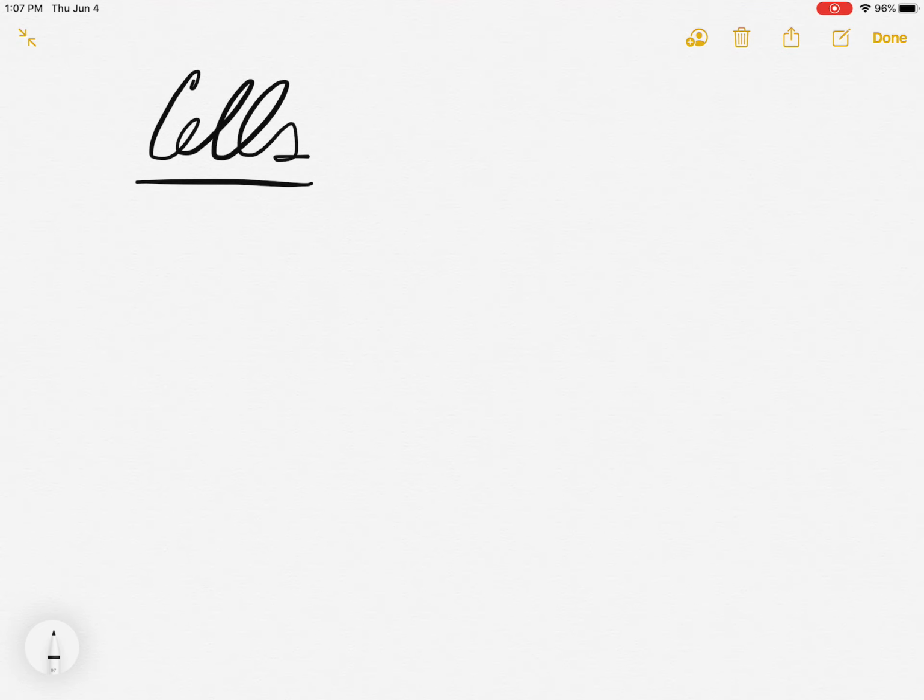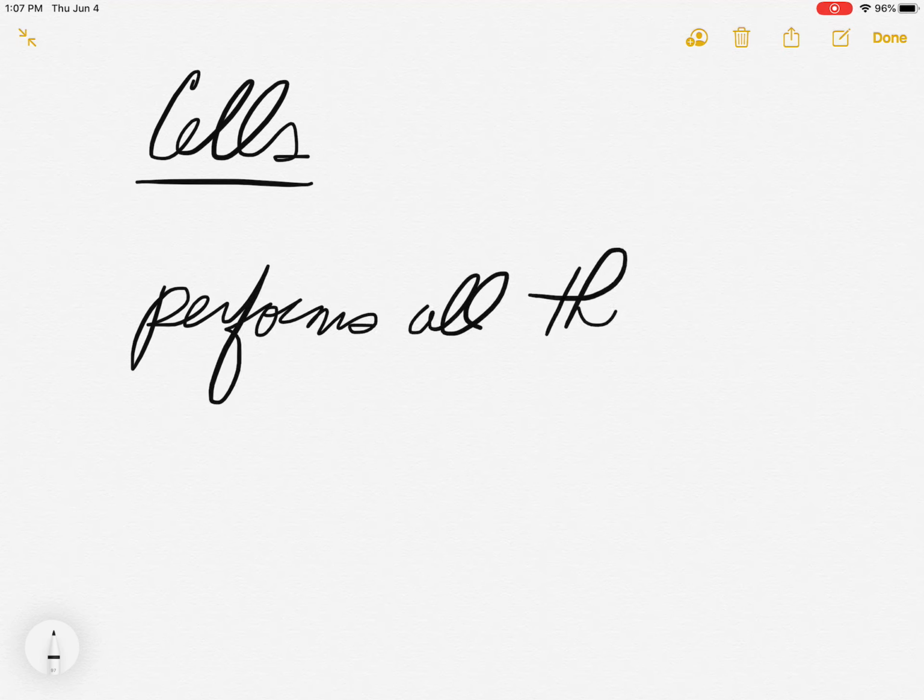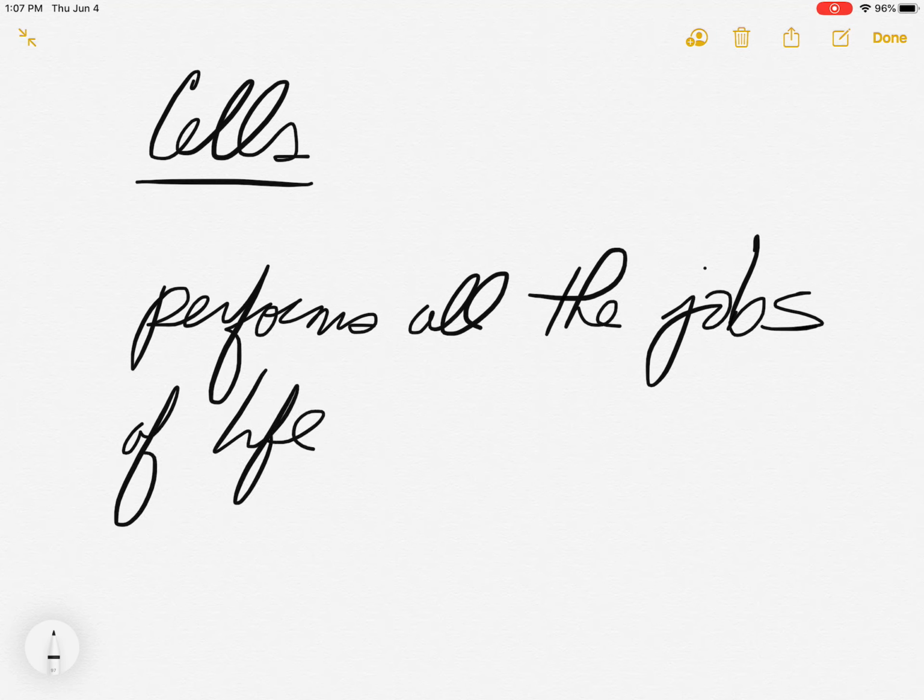And so you'll remember that cells come in all shapes and sizes, but each cell basically has to perform all the jobs of life. All the jobs of life. That's what I like to call all the things that have to happen in order to be alive.